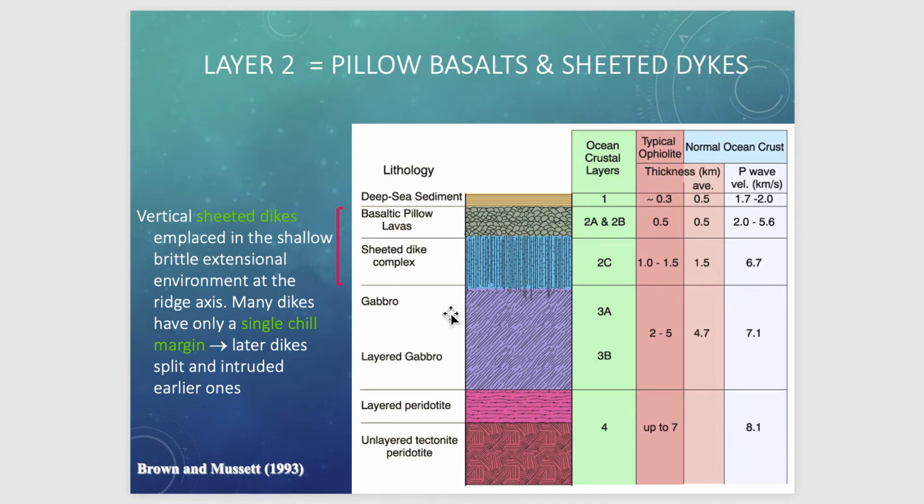In this particular case, the thickness of layer 2A, B, and C will be mostly on the order of 2 kilometers, with basaltic pillows roughly having an average thickness of 500 meters. The velocities have a big jump in these pillow lavas. They go from 2 up to 5.6, and then they even go closer to 7 for the sheeted dike complex.